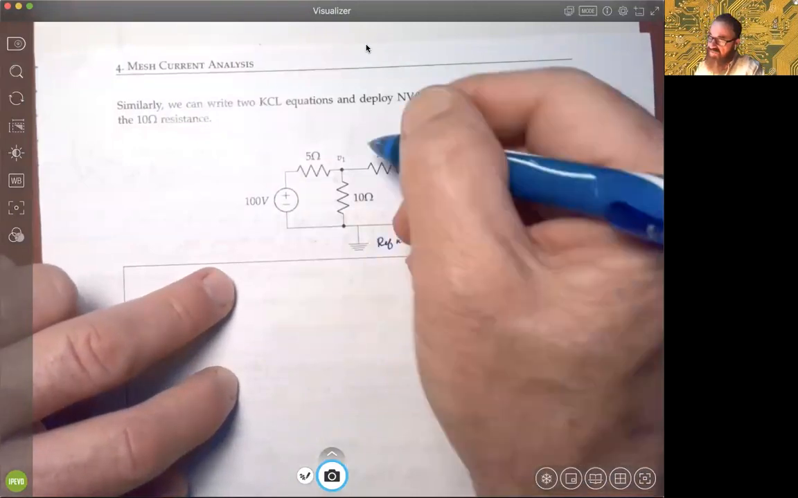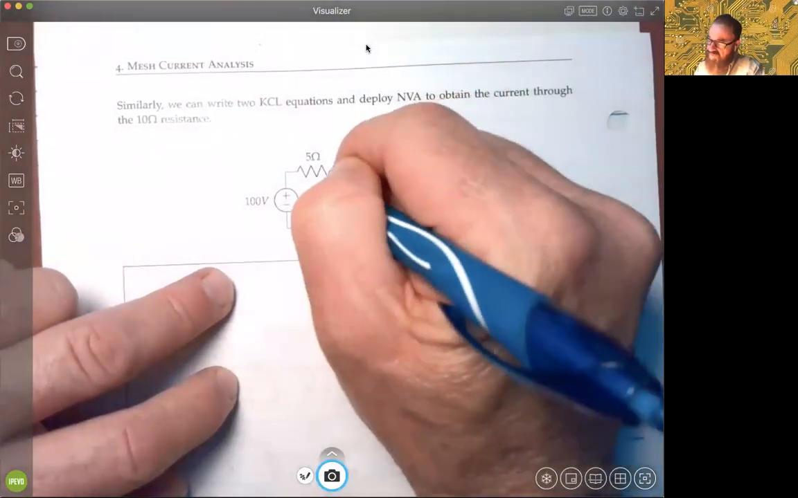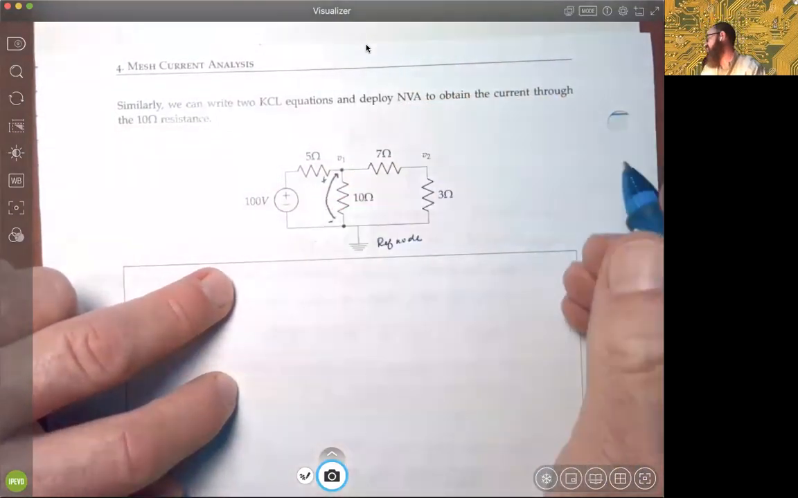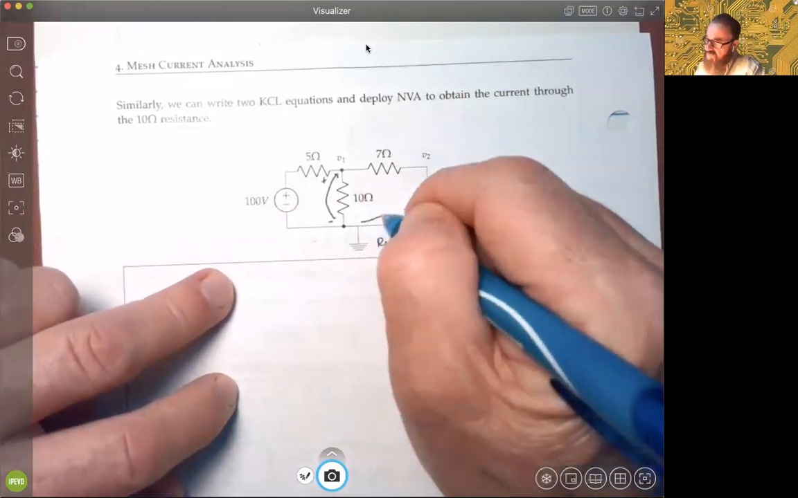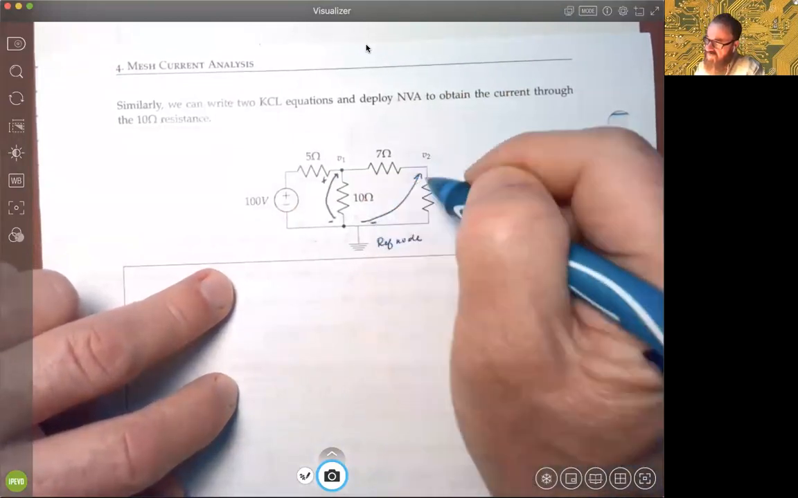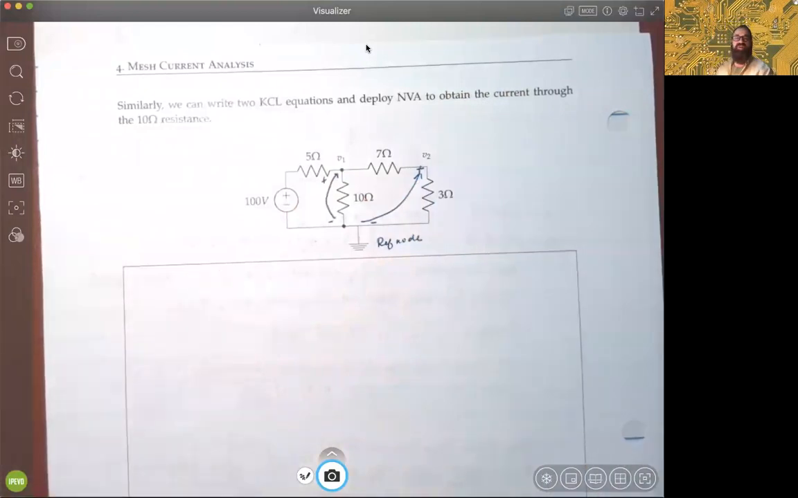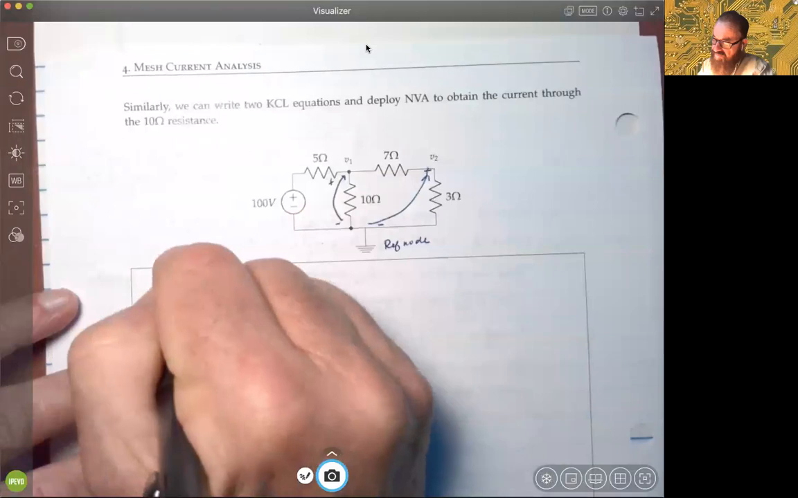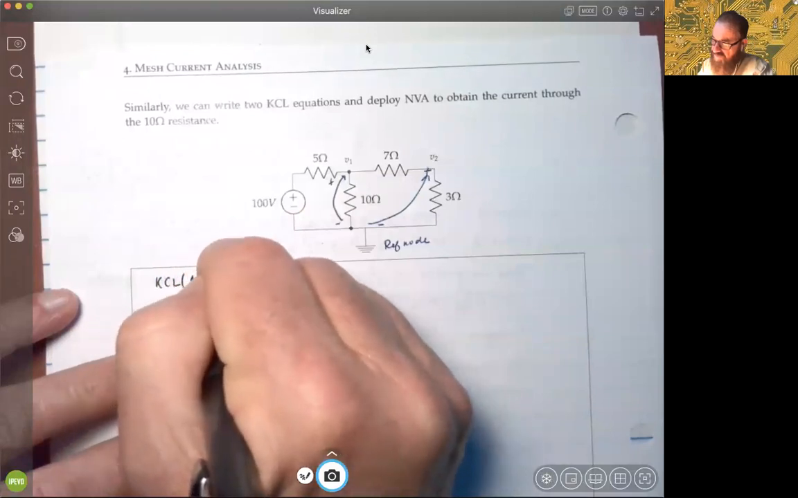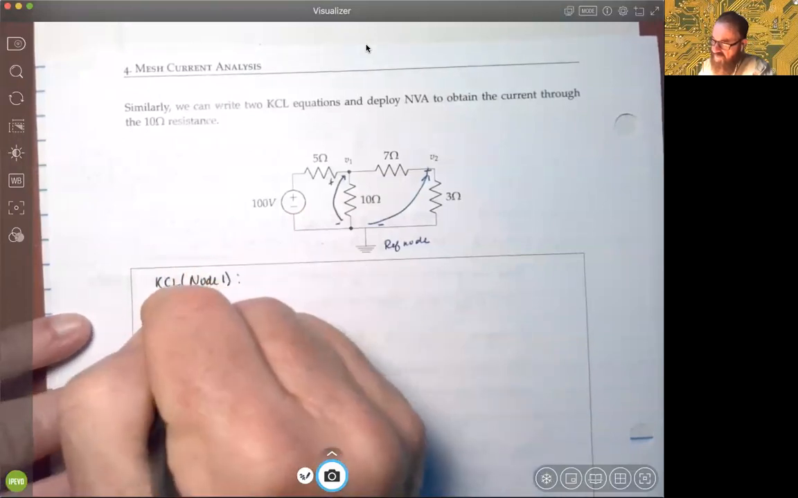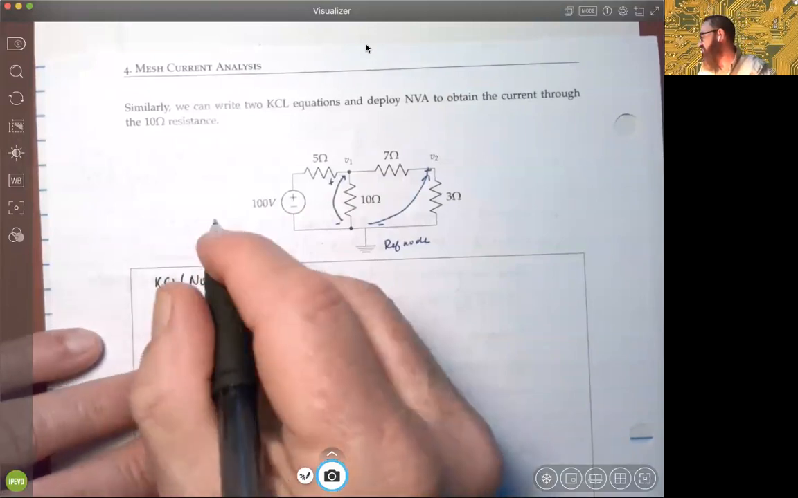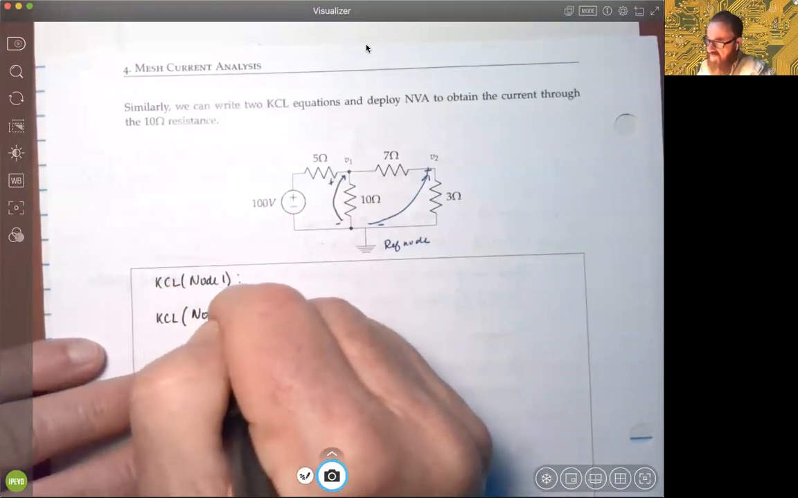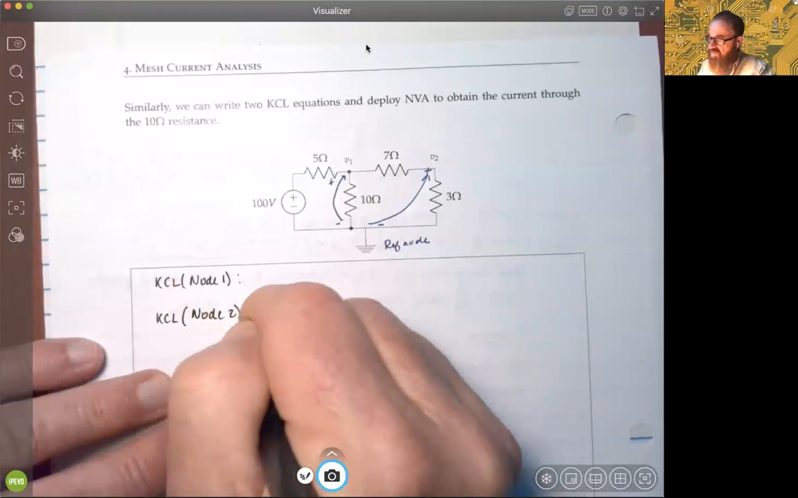So voltage polarities for these nodes, plus top of the arrow, negative at the bottom. Same thing towards this direction from the reference node up to the nodal voltage, okay? So we're again using nodal voltages. Let's do KCL. It's a good review. We'll do KCL node 1, and we'll do KCL node 2. So we're writing current equations, okay?